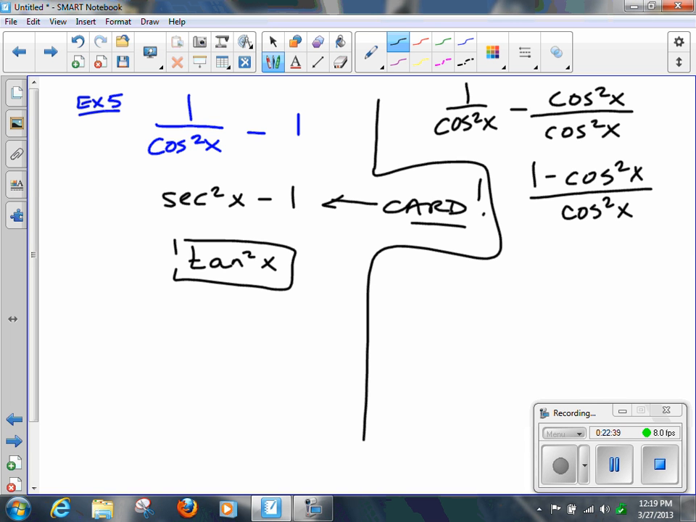Go to your card. 1 minus cosine squared. Oh, look, that's straight on my card. Sine squared x. What's sine squared over cosine squared? Tangent squared. 2 different ways to solve the same problem. I think that's cool. I think that's very cool.